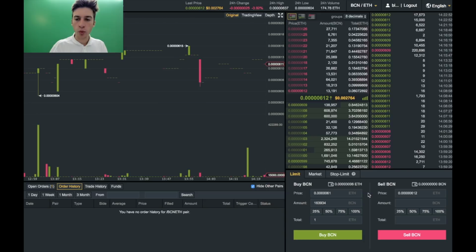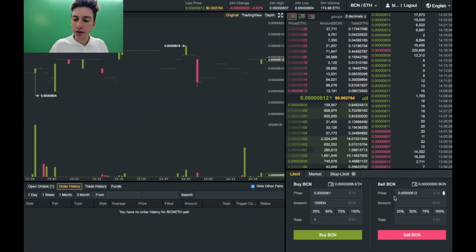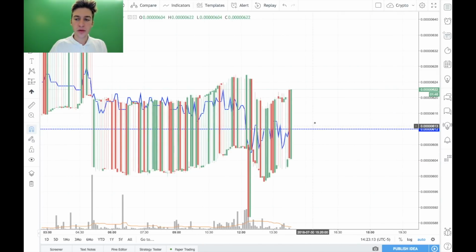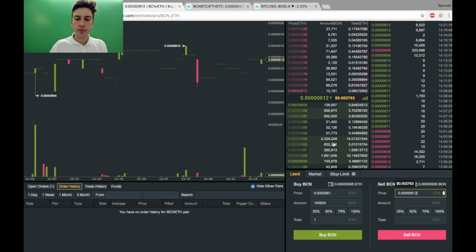And you can see traders are just going to keep buying this up because this is inefficient. We know that this is probably just going to keep going up. But let's say we're lucky enough, we put one out at 6.1 and someone market sells to us and our bid order gets filled. We would get 163.934 BCN, and we want to sell at parity. And the parity rate is 920 to 922.